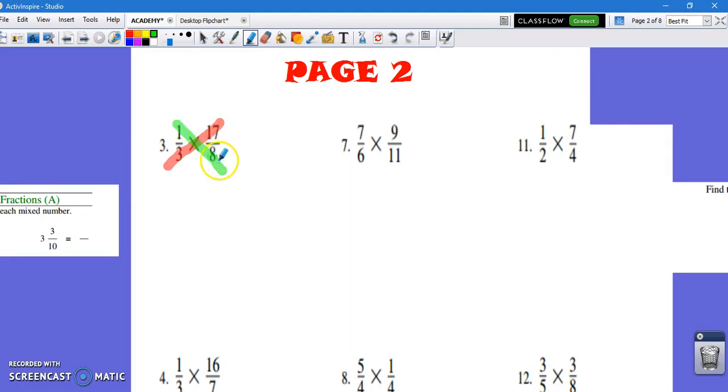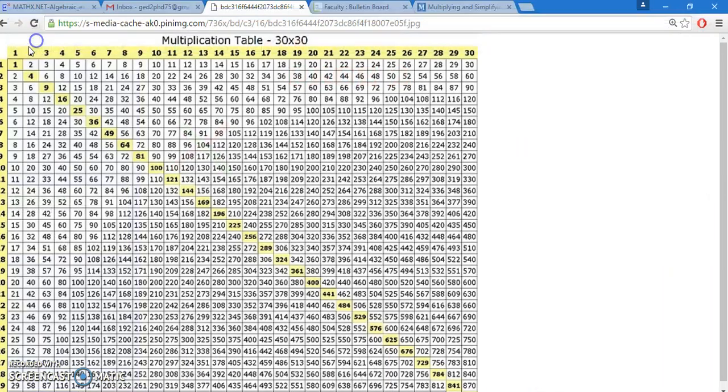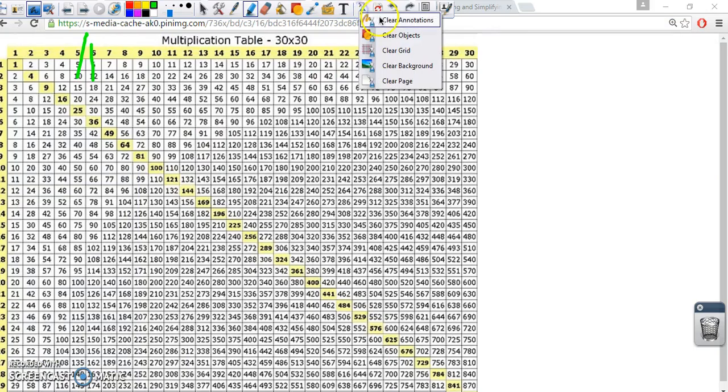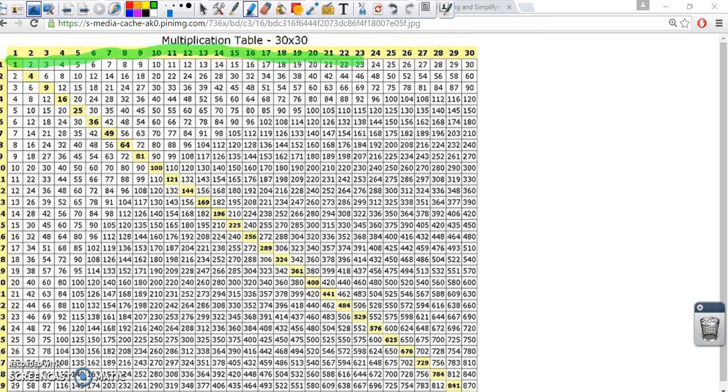Neither are 1 and 8. How do I know? It's because I know the multiplication chart a little bit well, and I know that I'm not going to find a 3 and a 17 in the same row except the first row. And remember, we don't use that one. Okay? So a 3 and a 17 is just not likely to happen.